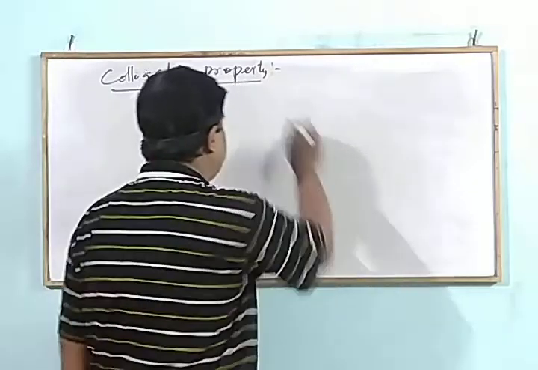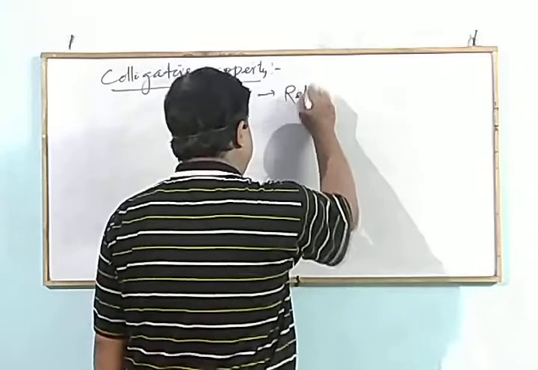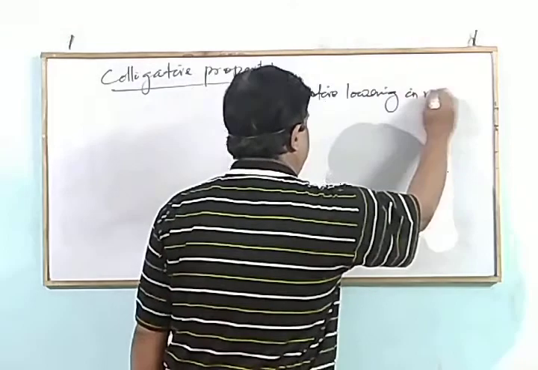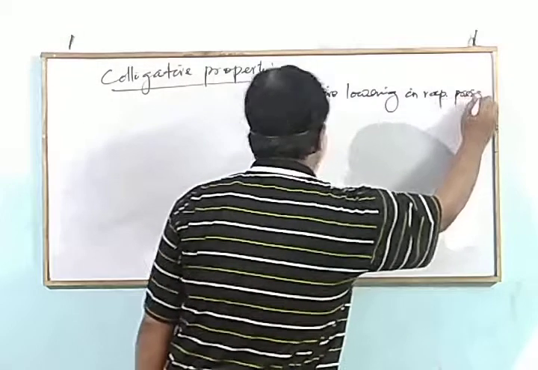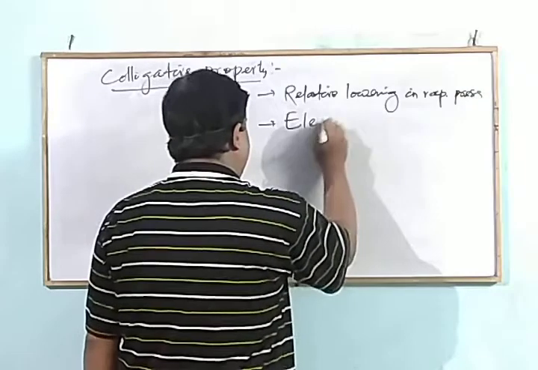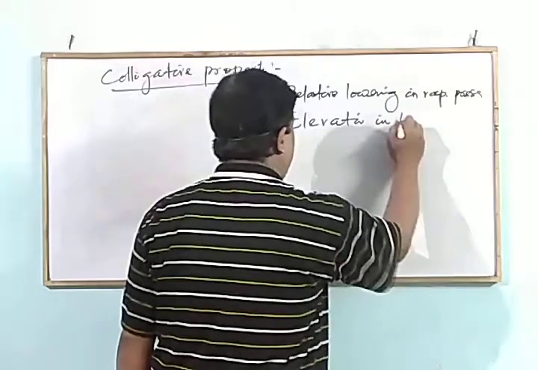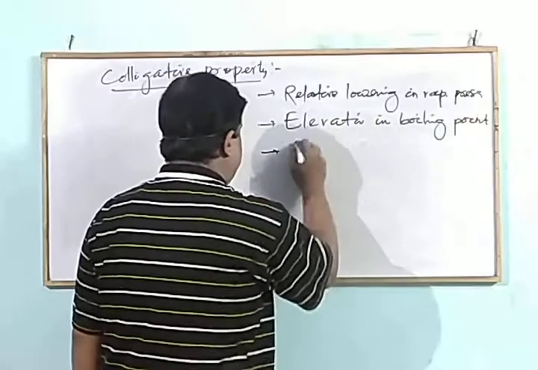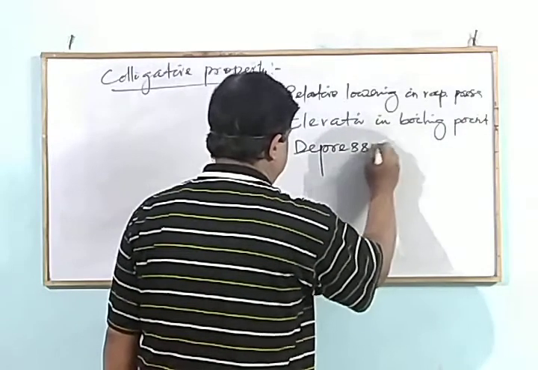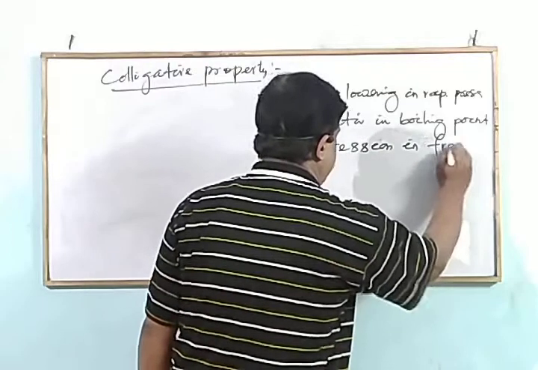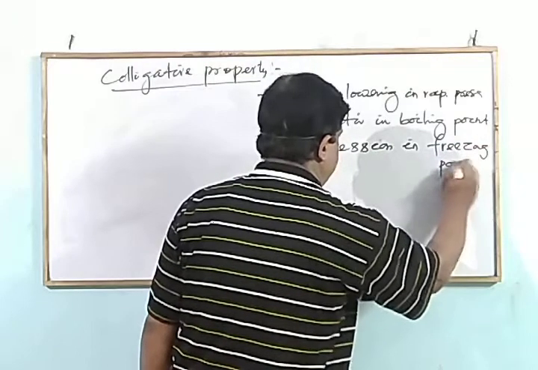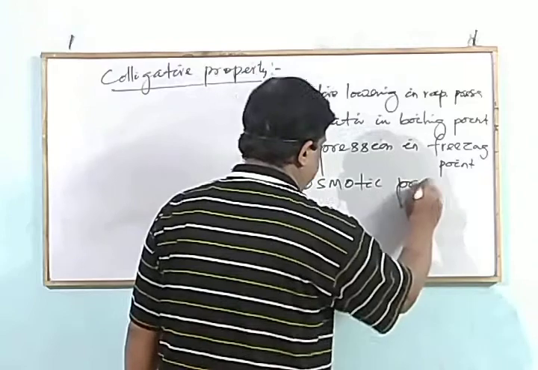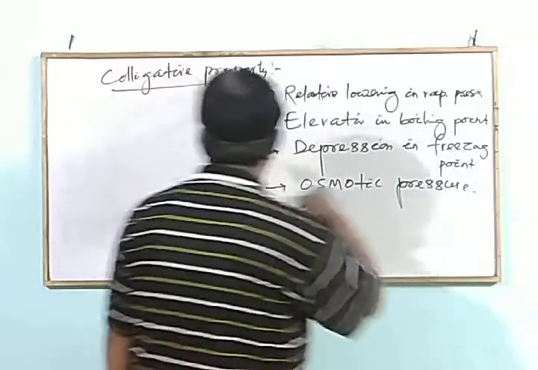Some examples are there, that is relative lowering in vapor pressure. Next example, elevation in boiling point. Next, depression in freezing point. Next, osmotic pressure. These are some common examples of colligative property.